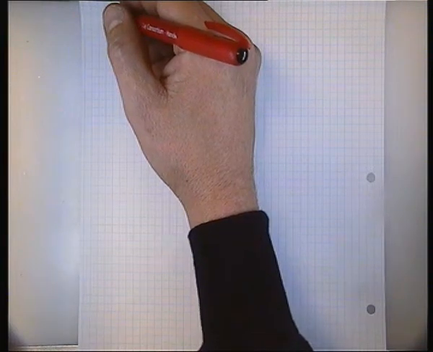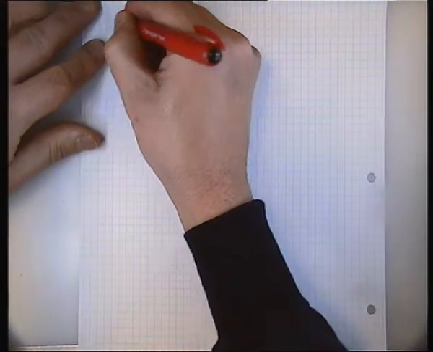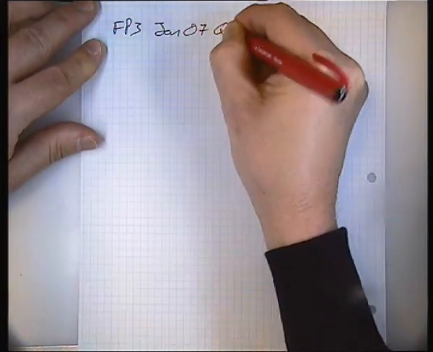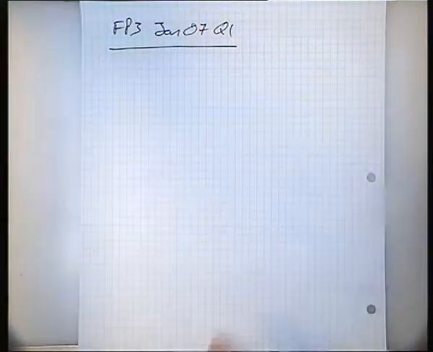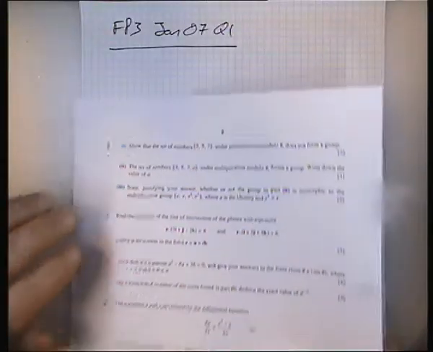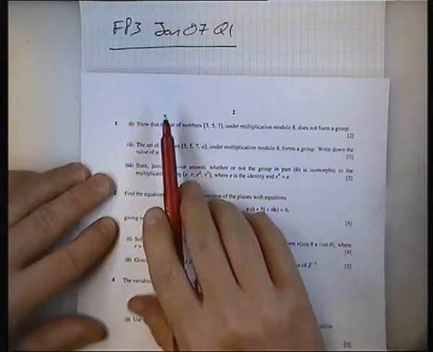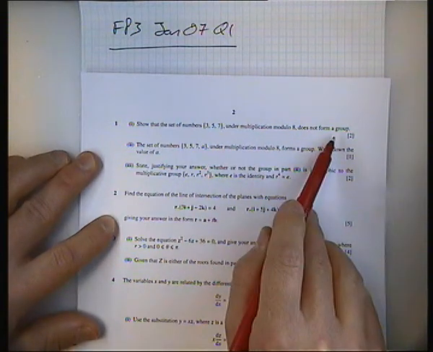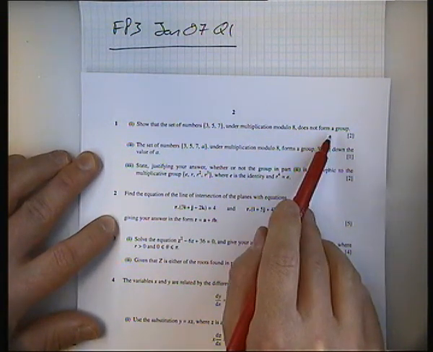January 2007, question 1. This is a groups question. I'm just going to put the question up on the screen to have a look at. So, this question asks us, it says, show that the set of numbers 3, 5, 7 under multiplication modulo 8 does not form a group.